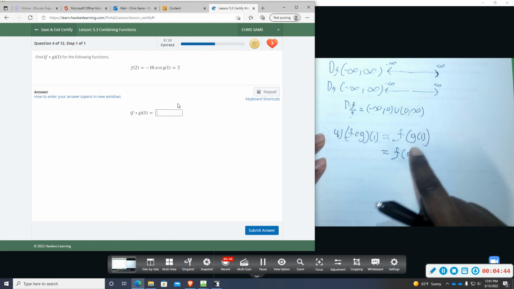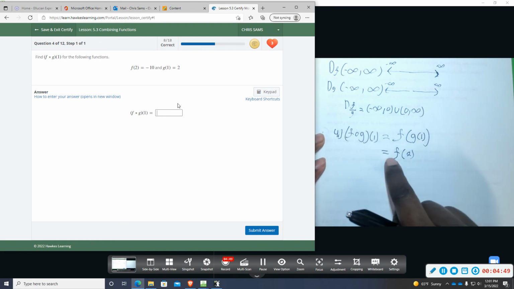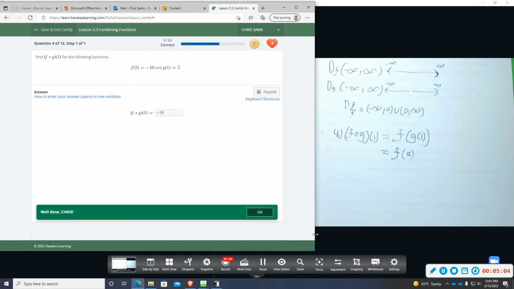So you would plug in this number, get an answer, get that answer and plug it in to the other equation. So now we're looking for f of 2. And f of 2 up here just shows us negative 10. So it already has everything done for us. We don't actually have to solve anything. That's negative 10. And then we're good.